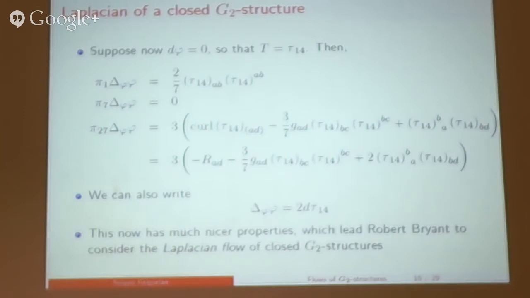Robert Bryant started looking into this a very, very long time ago, back in the early 90s. But then at some point he decided there was not much else that he could do, so he didn't even write down and publish what he did then. He only published his results on closed G2 structures around 2003. So that was lying somewhere in his filing cabinets for 10 years. And apparently now that he has more time, he is working on G2s again.